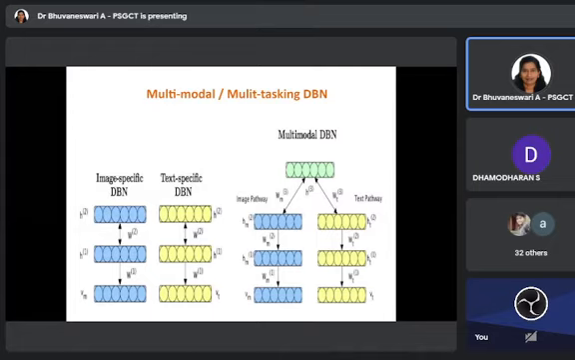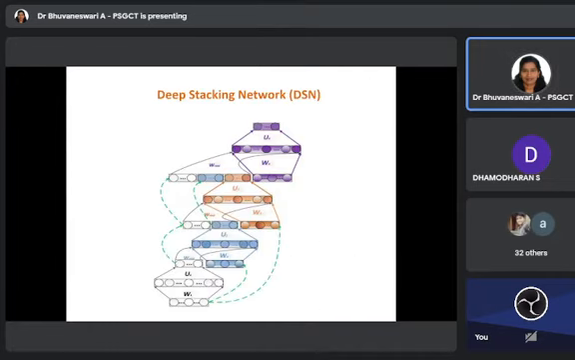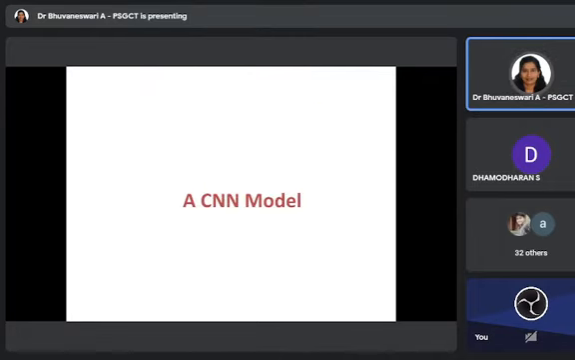And next is another type of model called deep stacking network, DSN, where you can have different levels. You can have the input and the output layer, but in between, the hidden layers may also be distributed. There is no precise structure. You can have multiple layers with different configurations. So these are some of the commonly used networks.